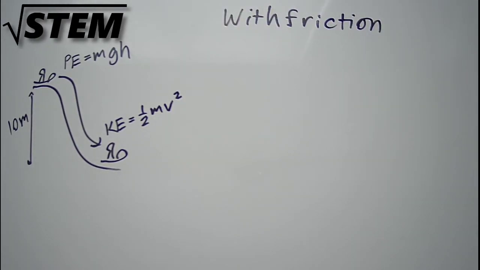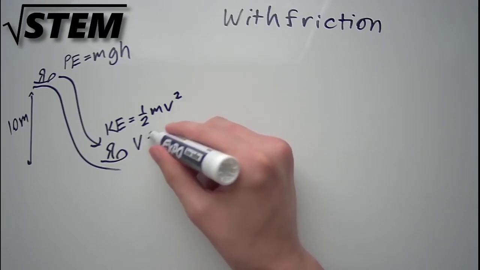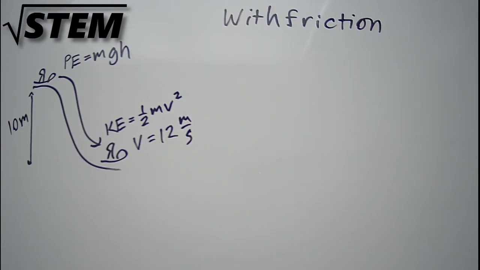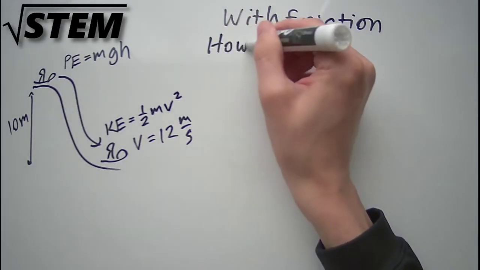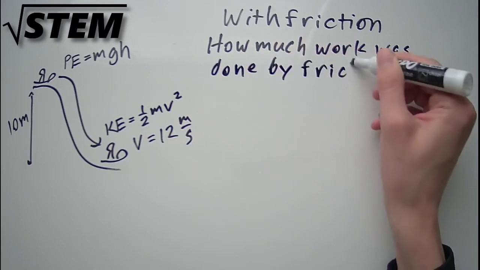Now if we consider friction in between our sled and the hill, then what that means is friction is going to slow us down on our way. So at the bottom we will not have 14 meters per second of velocity. So what if we say that our velocity down here at the bottom is only 12 meters per second? Then what we want to find out is how much work did friction do on us.